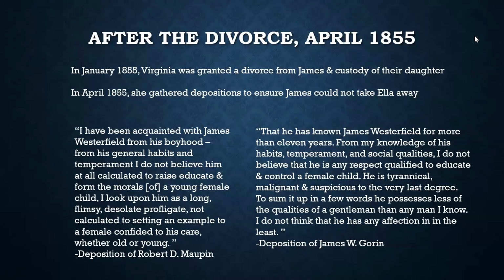As far as I can tell, there was no more contact between Virginia, James, and Ella after this. As I said, at this point, James is in Missouri. He seemed to have made no effort to try and get his daughter to go to Missouri after this. Clearly, the depositions worked in Virginia's favor in giving her the full custody and keeping James from trying to take their daughter away.